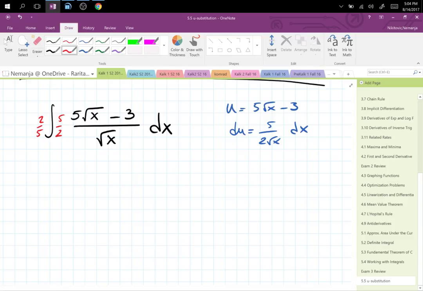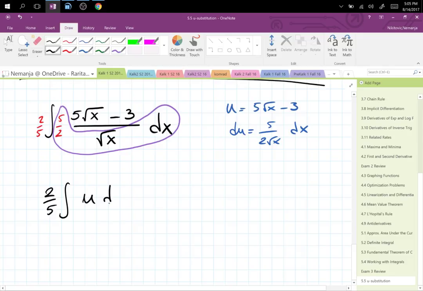So now, all of this in this peanut, all of that stuff is du. So if you look at this integral, it's 2/5 integral u du. We converted something that was looking crazy into a simple integral that's just going to use plus 1.